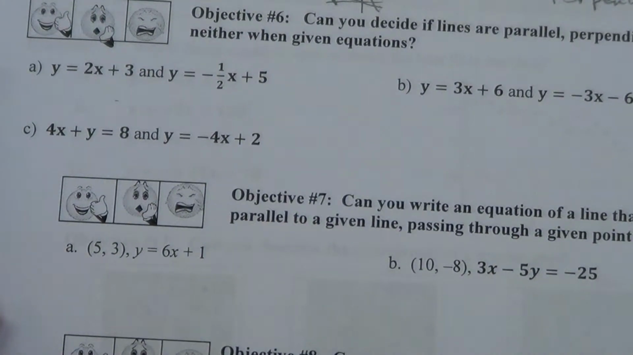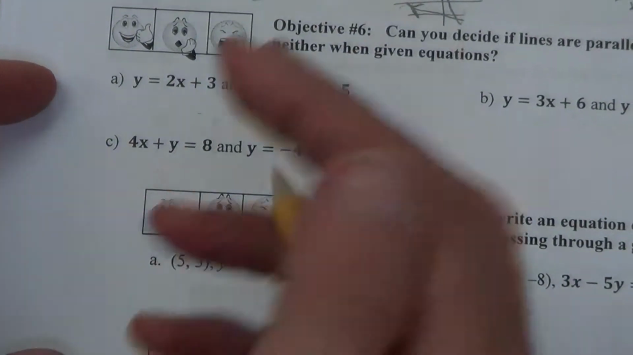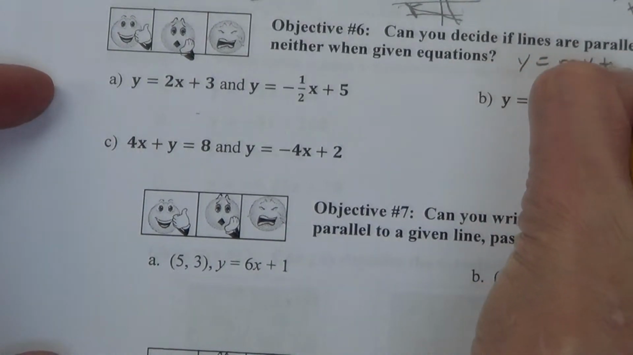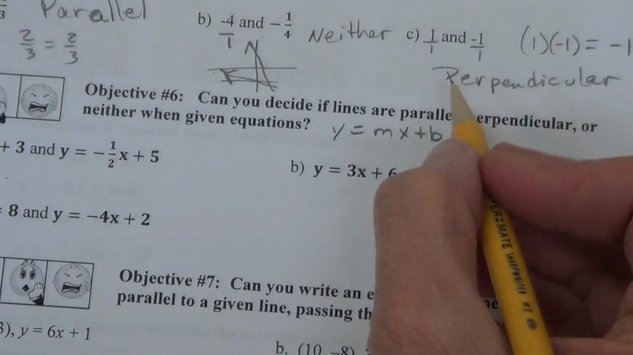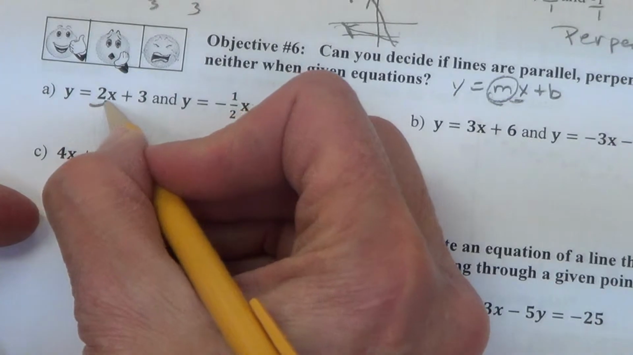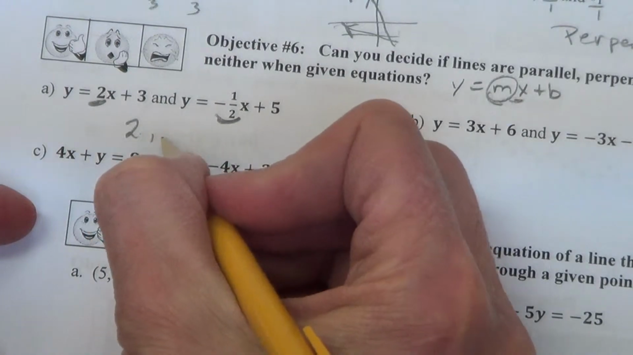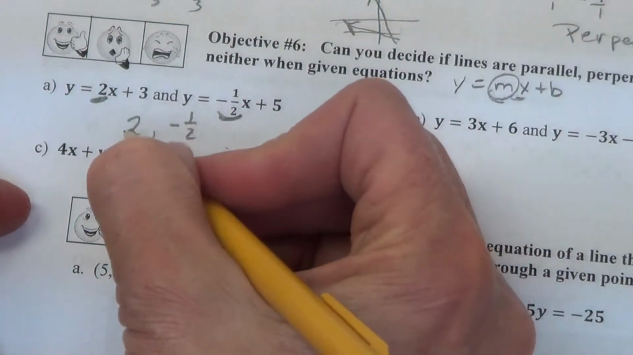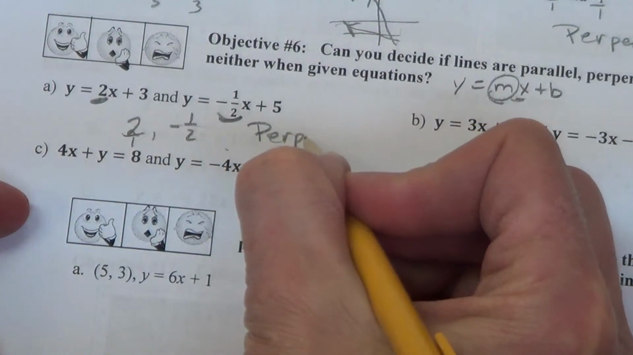Can you decide if lines are parallel, perpendicular, or neither when given the equations? Well, now we need to spot where the slope is. Remember, our equations are in the format y equals mx plus b. Which of those was the slope? If you said m was, you're correct. It's attached to the x. So underline your slope, pull them out, 2 and -1/2. If I was to multiply those, put a 1 underneath that 2, they would equal -1, so those two are perpendicular.